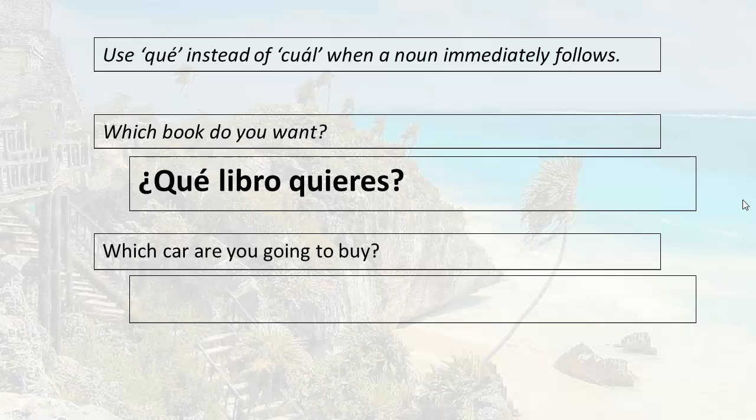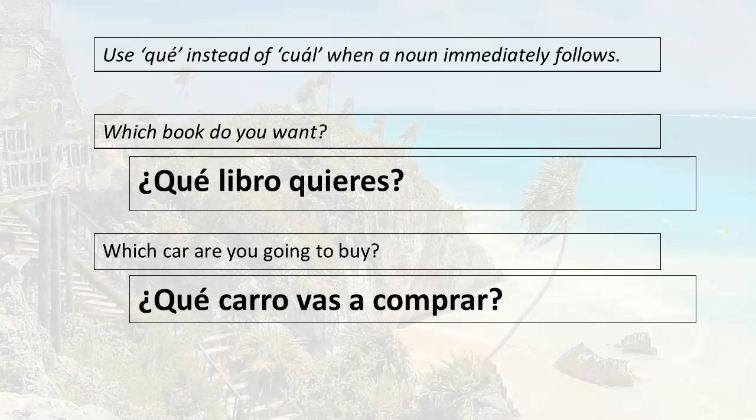Which car are you going to buy? ¿Qué carro vas a comprar? Remember, for car you can also use coche or auto, automóvil. There's several words for car. This is just one of them.